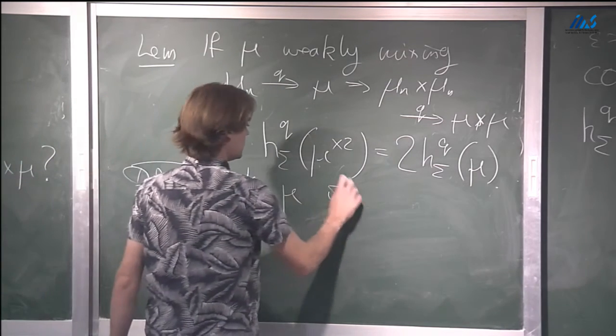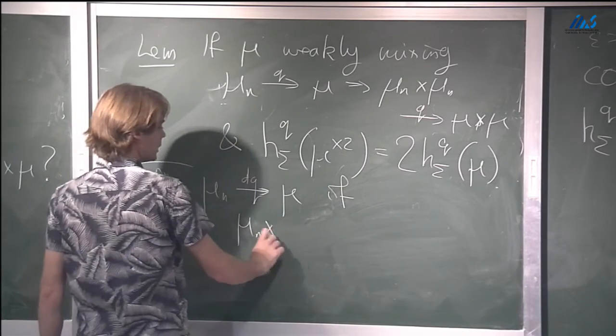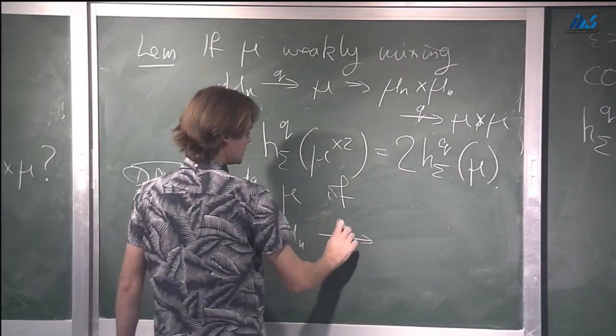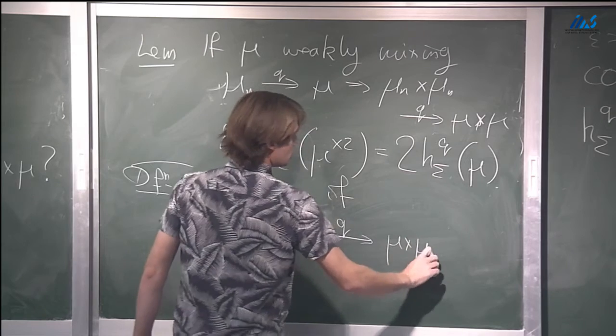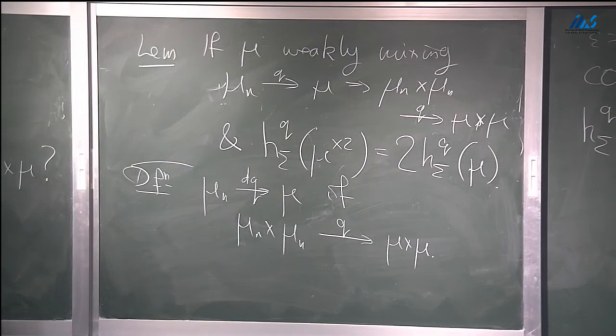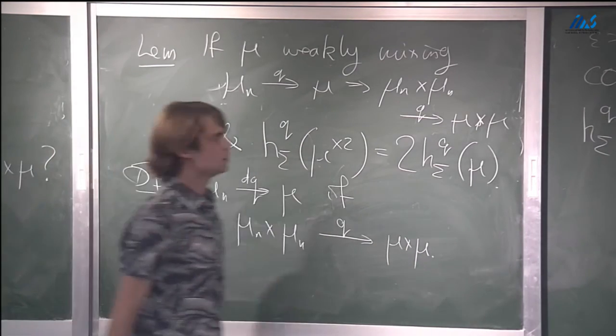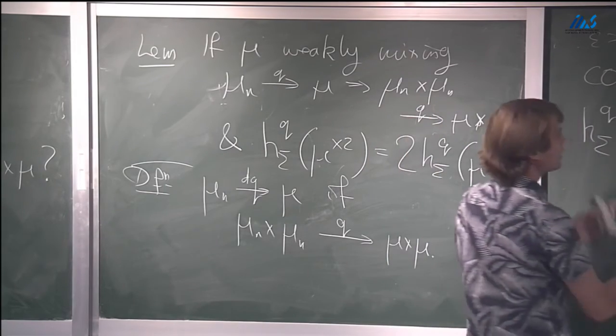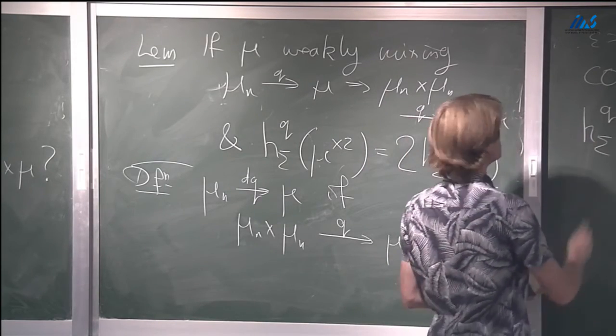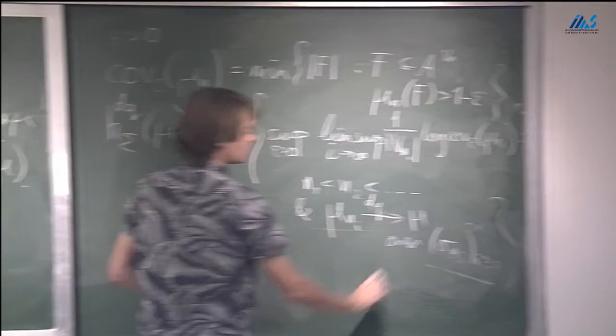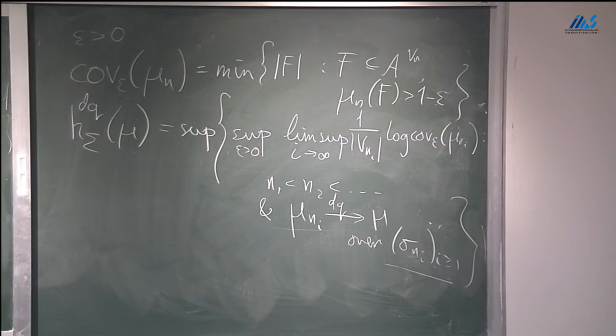So this holds if mu n times mu n quenched converges to mu times mu. Okay? So that's a very cheap thing to say. Let's just build that in. And now, happily, I'm back at exactly the board that I wanted. And let's do that. Okay. So now let me tell you some things that happen.